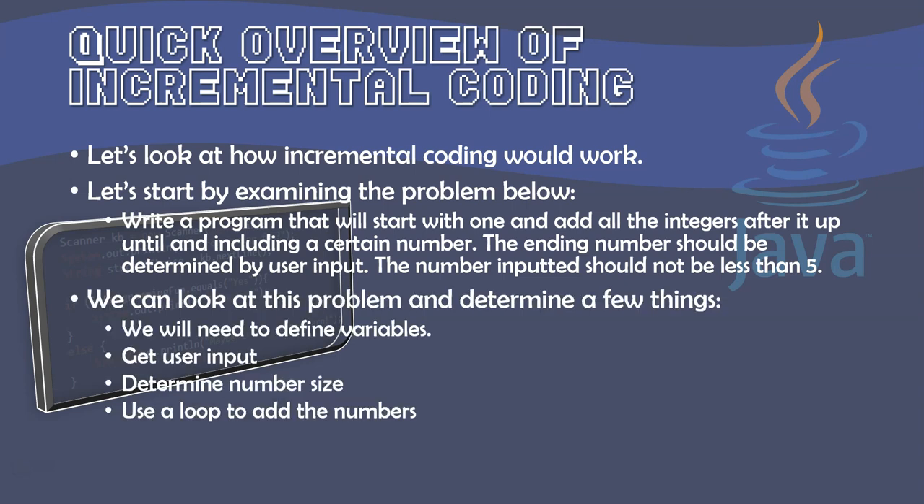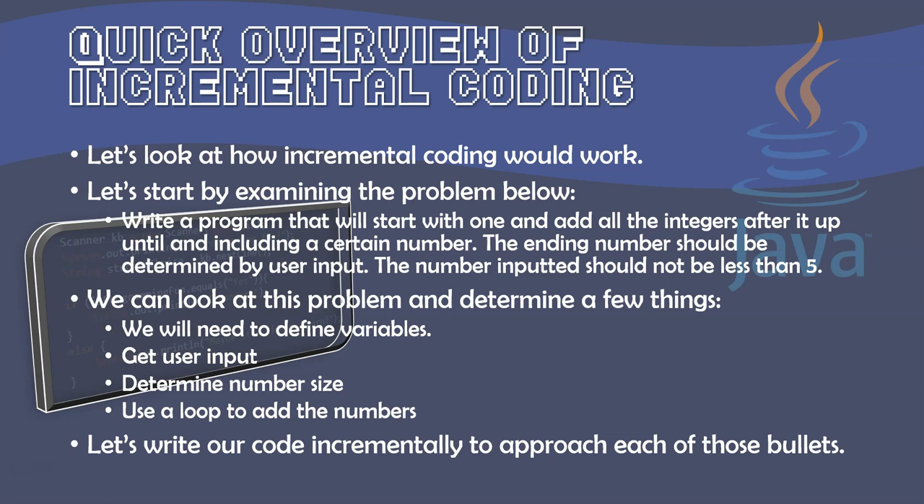All right, so when we look at this program, we can determine a few things. First off, we need to define some variables. We're going to have to get user input. We're going to need to determine the number size because we want to figure out how many numbers we're getting in. And lastly, we're going to use a loop to add up these numbers. So we're going to use this incremental approach to address each of these bullet points.